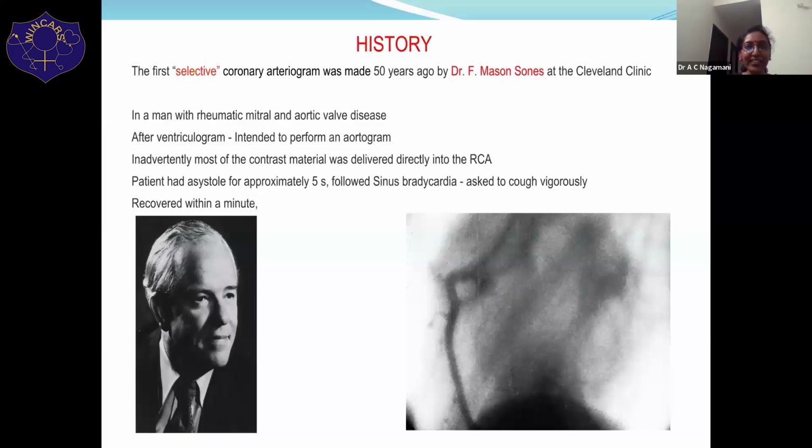When we look at the history of coronary angiogram, the first selective coronary angiogram was done more than 50 years ago by Dr. Mason. And this happened accidentally when he inadvertently injected contrast material into the RCA in a valvular heart disease patient. The patient had asystole for approximately 5 seconds, followed by sinus bradycardia, and he recovered with vigorous cough.